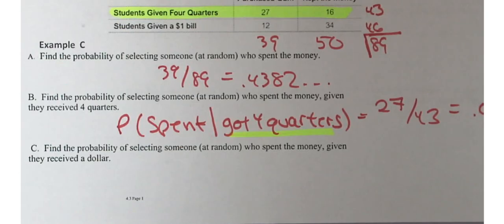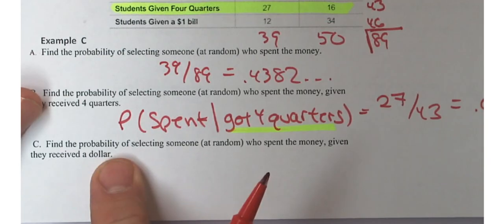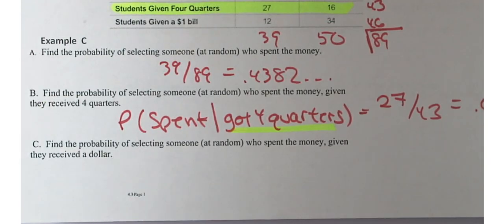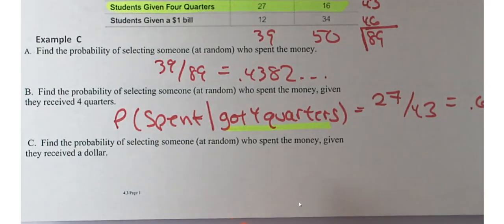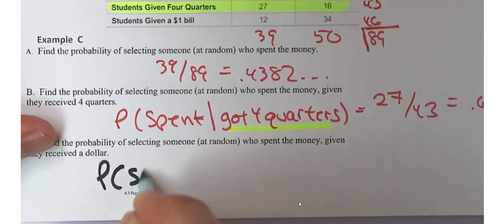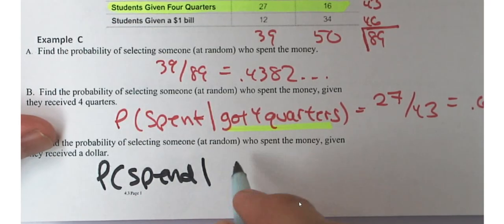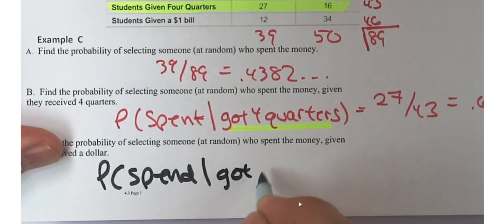Okay. Let's try this again. So at this time, find the probability of selecting somebody at random who spent the money given that they received $1. Okay. So they got a dollar bill. Is that a little stickier in their wallet? Were people less likely to spend it? Let's find out. So this time we're looking at the probability of spending it given they got a dollar bill.